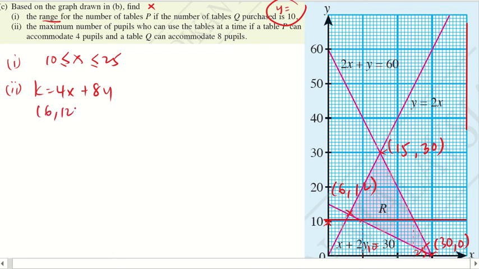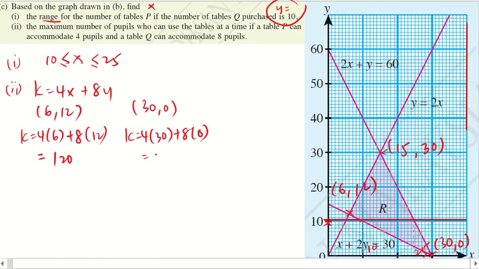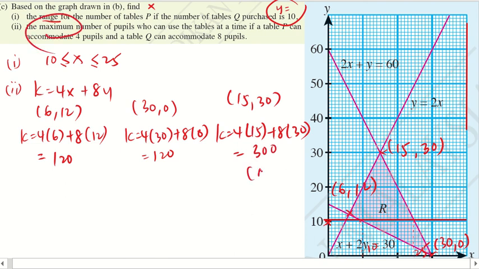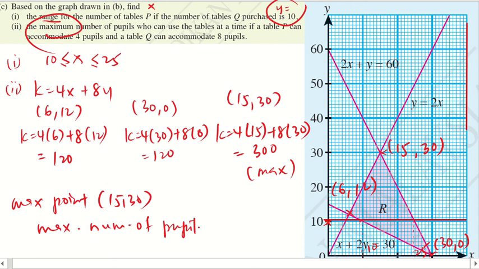So what I need to do is substitute one by one. The first one, 6, 12: K equal to 4 times 6 plus 8 times 12, so equal to 120. Second one, 30, 0: K equal to 4 times 30 plus 8 times 0, so equal to 120 also. Then the last one, 15, 30: K equal to 4 times 15 plus 8 times 30, so equal to 300. The question wants to find the maximum number, so your maximum point is 15, 30. Then your maximum number of pupils is equal to 300 students.